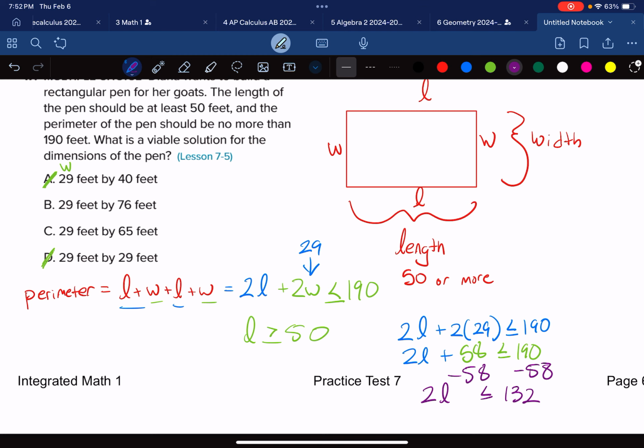Just to show you what I did in my head, I didn't do 58 because that's too hard. I did 60 because 58 and 60 are really close to each other. So I did 60, 90 minus 60 is 30, but then you have to go 2 back up because I did too many. So 132, and then divide both sides by 2. Ugh, gross. It's not a fun division problem. Divide by 2, divide by 2. Therefore, L has to be less than or equal to, what is this going to be?